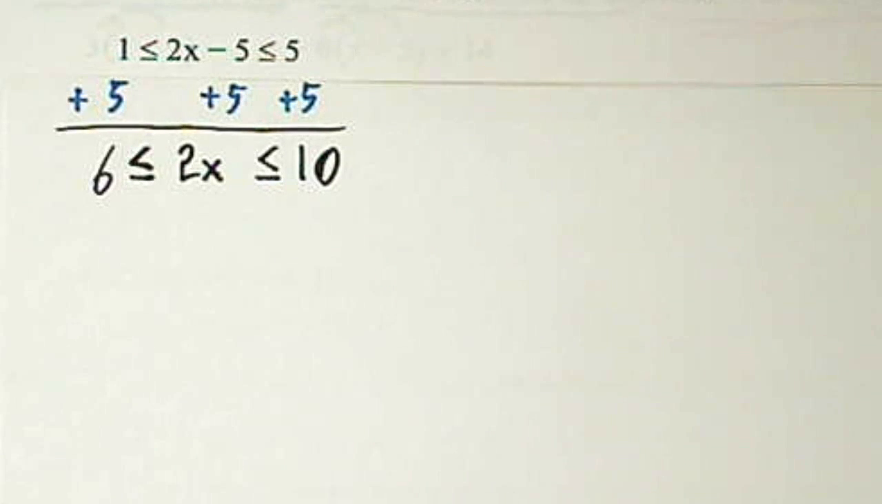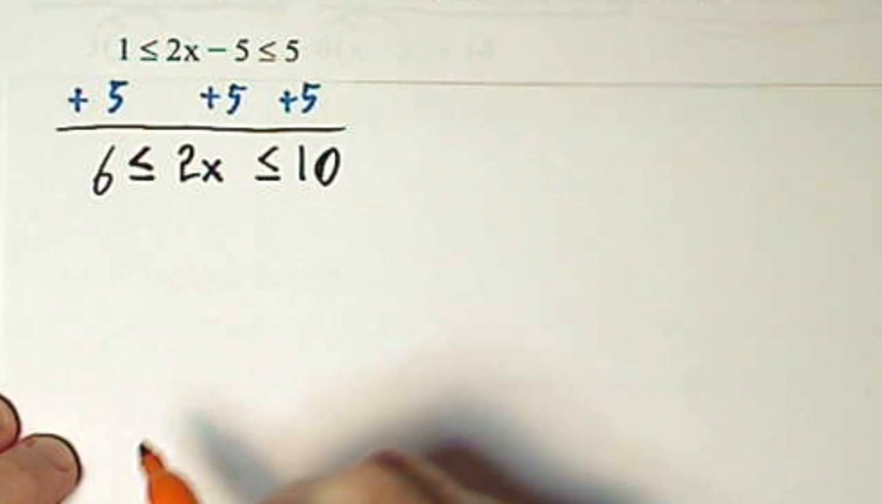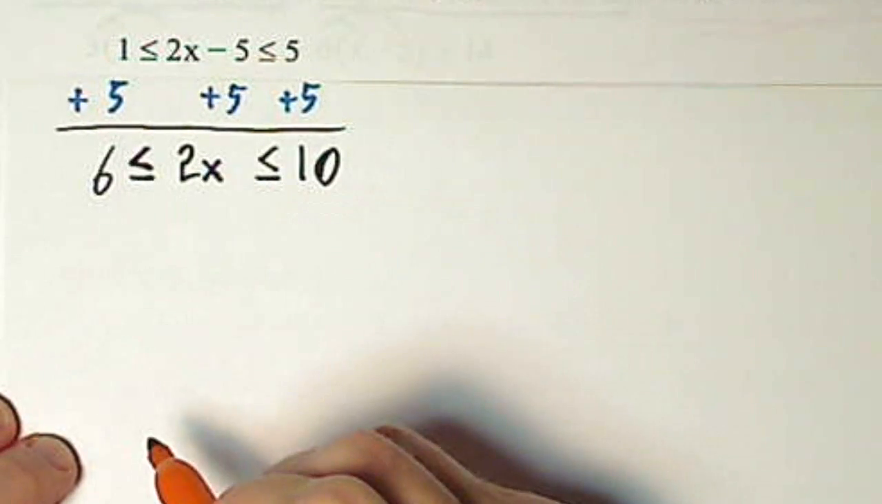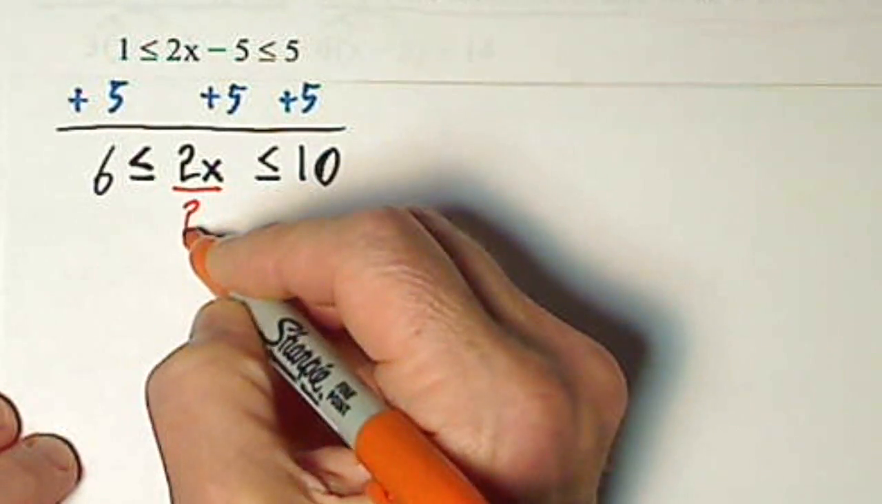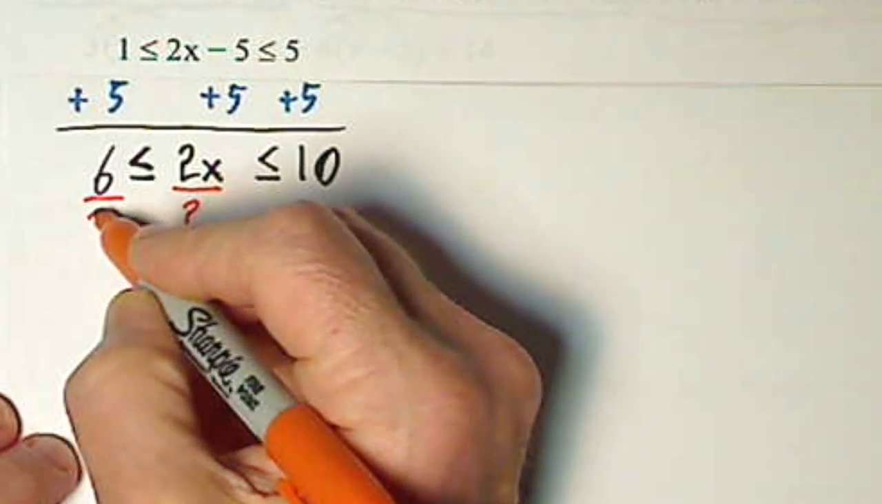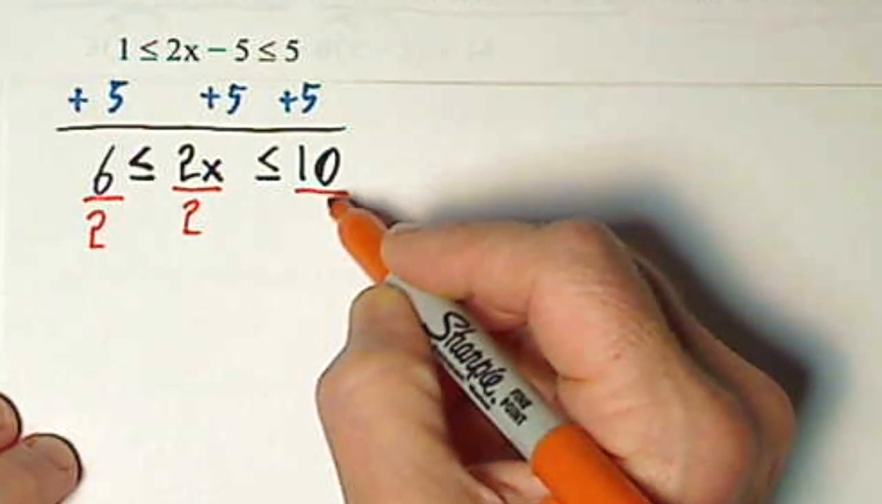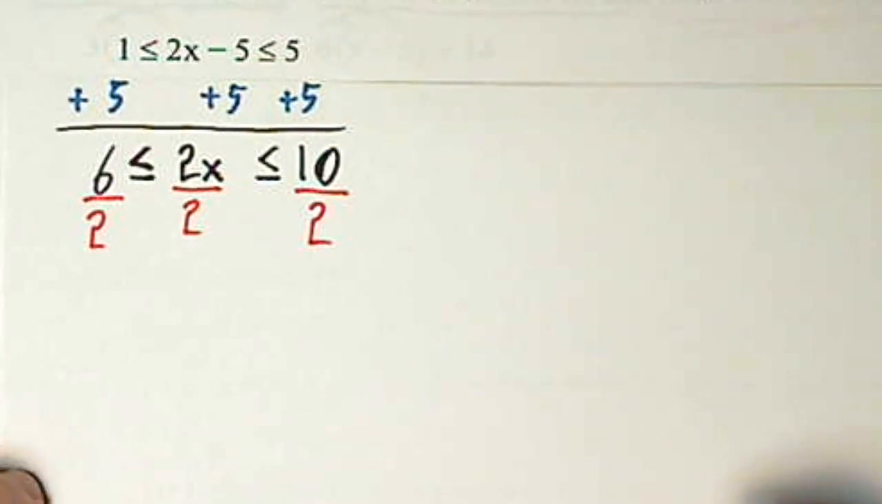And we have one more step now. We need to get x by itself. We want to get rid of the 2. It's held by multiplication. The opposite operation is division. So you divide by 2, divide by 2, and divide by 2.